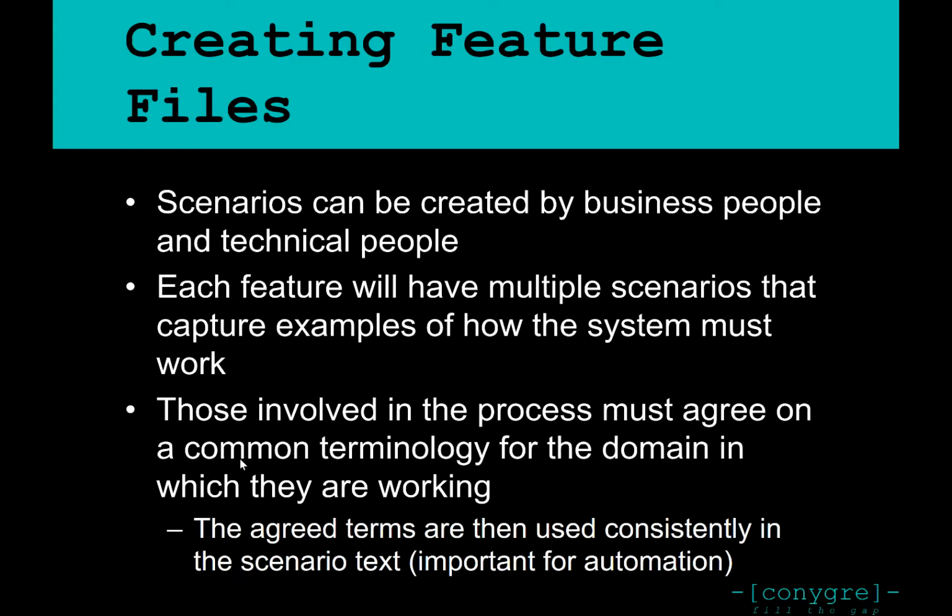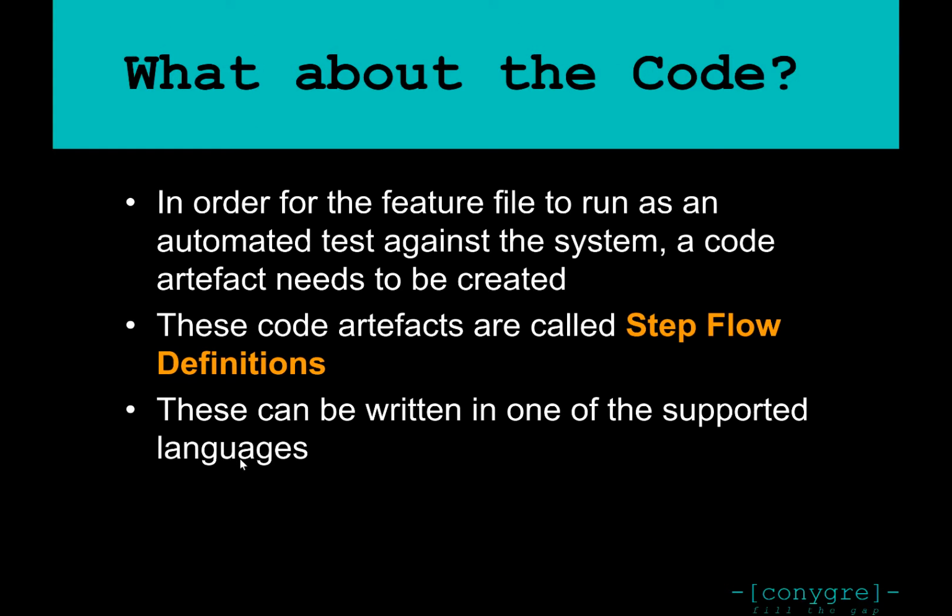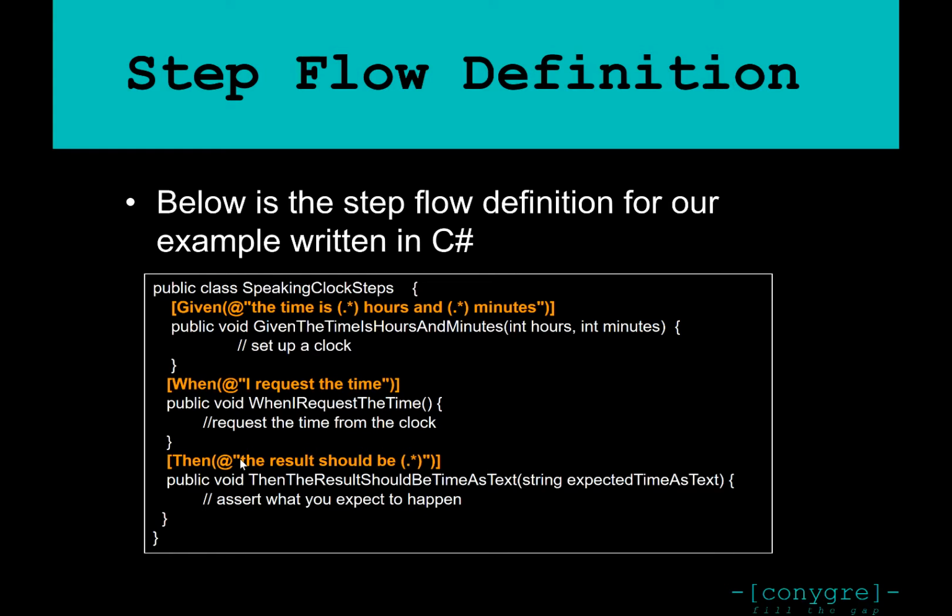It makes it much easier to write the code that runs in the background. And it's the code that runs in the background that we need to look at next. So the code needs to be written. The code is called a step flow definition, and these can be written in the supported languages of Cucumber. So we will look at a step flow definition written in C#. So here's the speaking clock step flow definition.